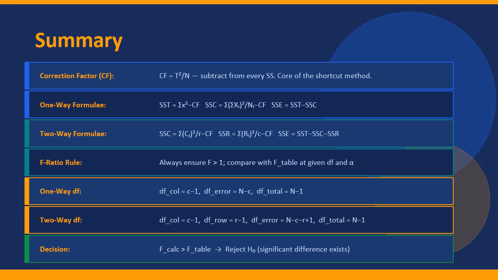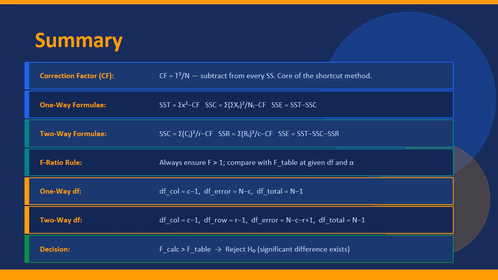So this is going to be the summary for the entire session. Now let us clearly understand the difference between one-way and two-way ANOVA. First, going to the number of factors: in one-way ANOVA, we consider only one factor, for example only workers or only machines. And in two-way ANOVA, we consider two factors simultaneously, that is, workers as well as machines at the same time.